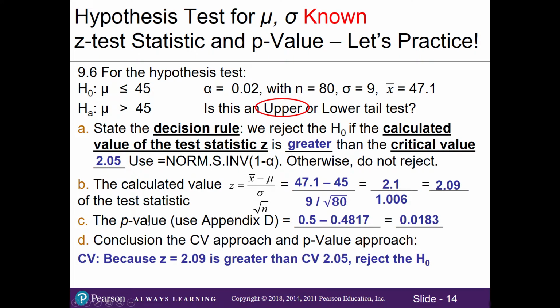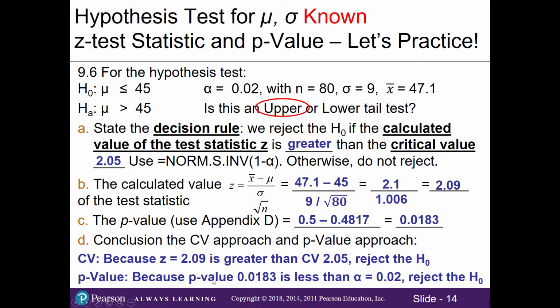Similarly, if I decide, hey, let's use the p-value approach, here's my p-value, and I'm going to compare that to my alpha value. So for the p-value approach, because the p-value that I found with Appendix D is 0.0183, and that number is less than our alpha value of 0.02, right here given to us in our story, we reject the null. Because remember, our decision rule with p-values is that if our p-value is less than our alpha, we reject the null. Note that both our critical value approach and our p-value approach gave us the same decision. We reject the null. That means our alternative hypothesis that our population mean is greater than 45 is true.